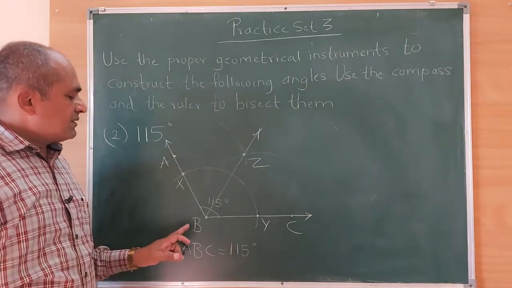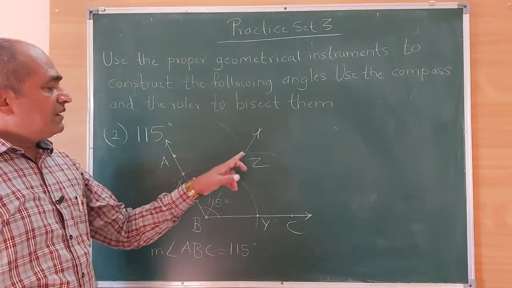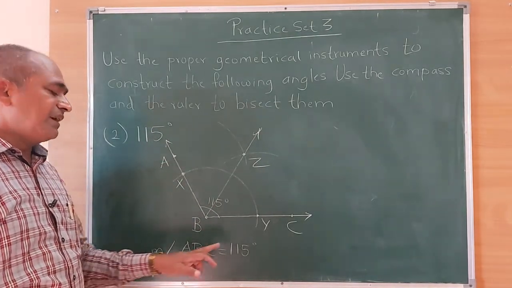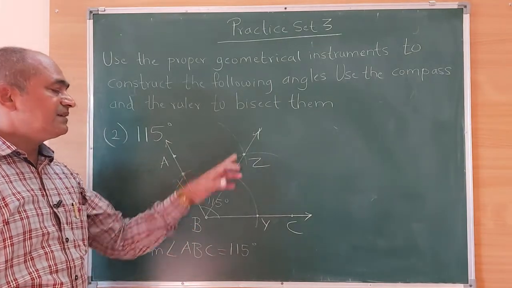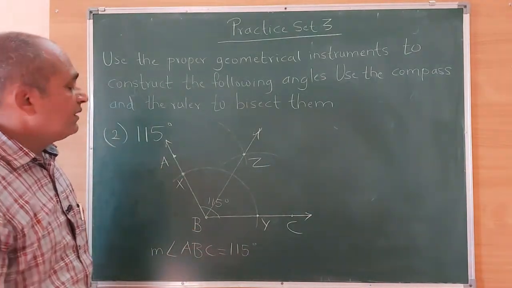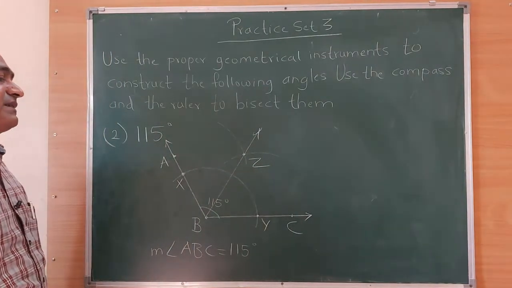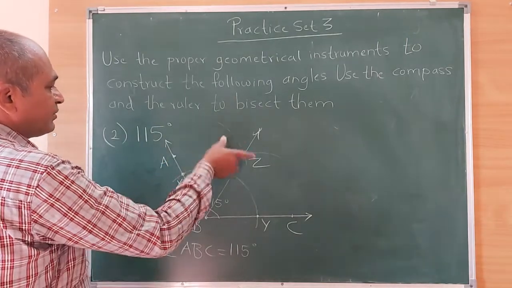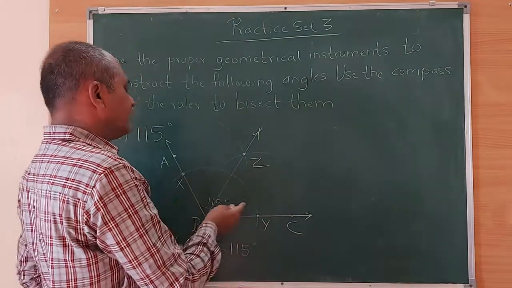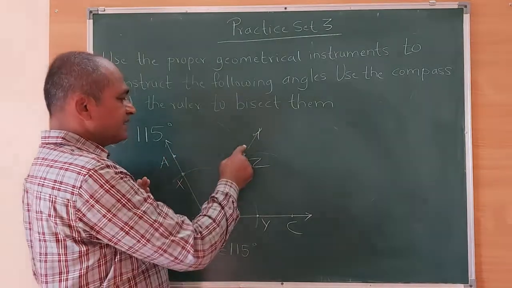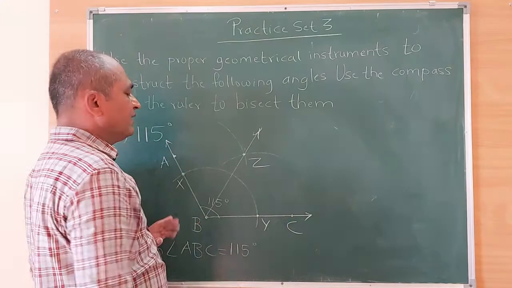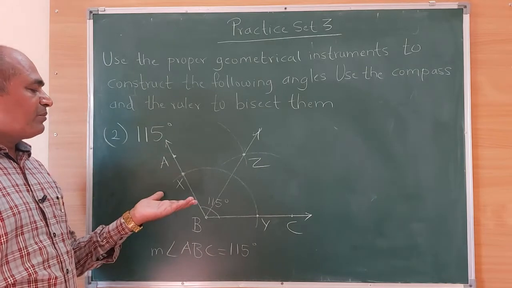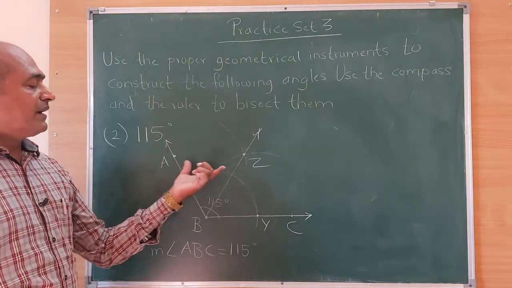So students, this ray BZ is nothing but the bisector of angle ABC, and you can verify. Because of this bisector, you get two congruent, or equal, angles, that is angle ABZ and angle ZBC.